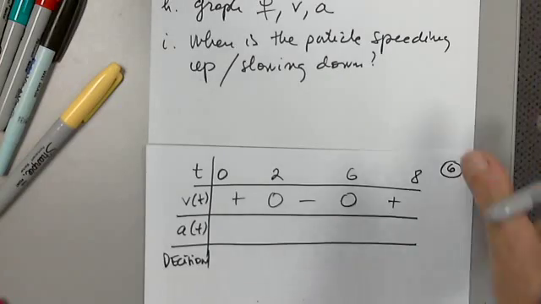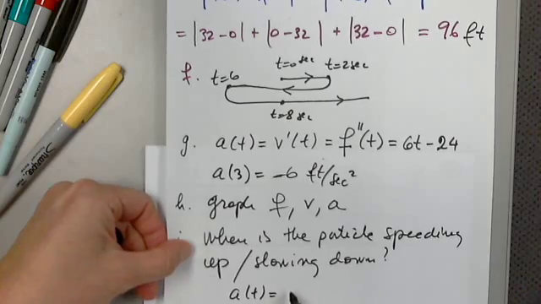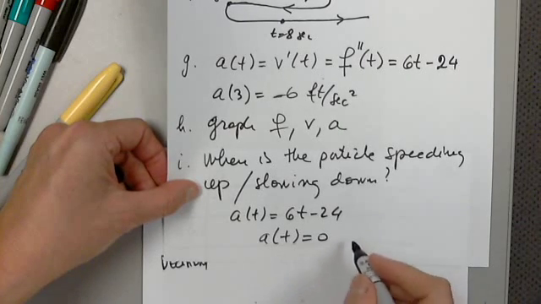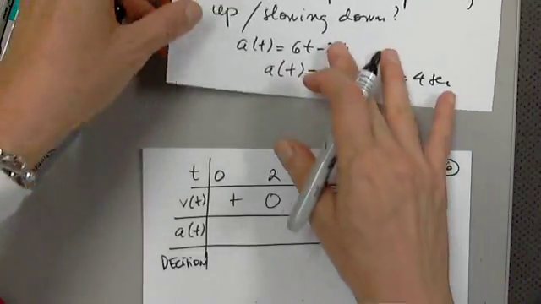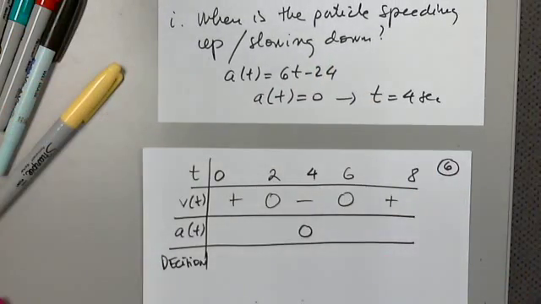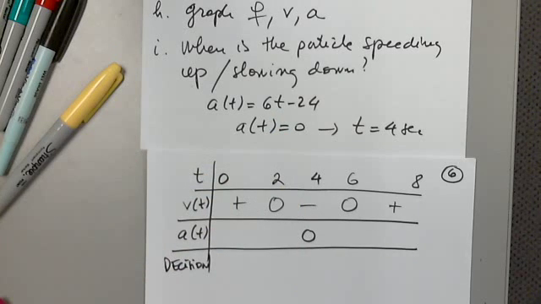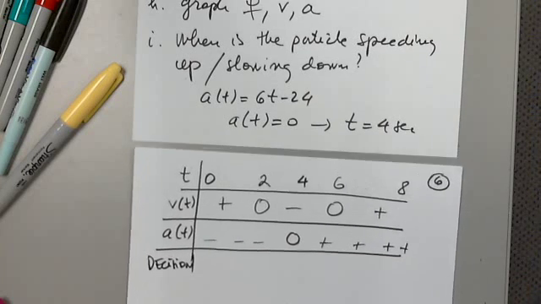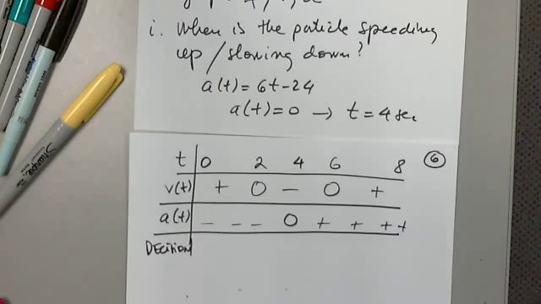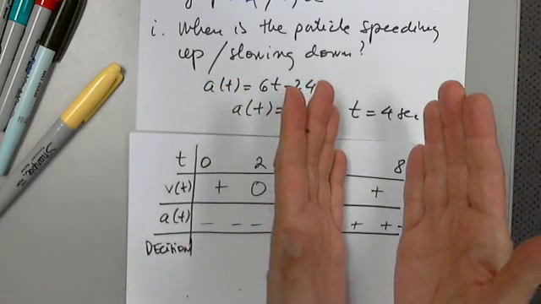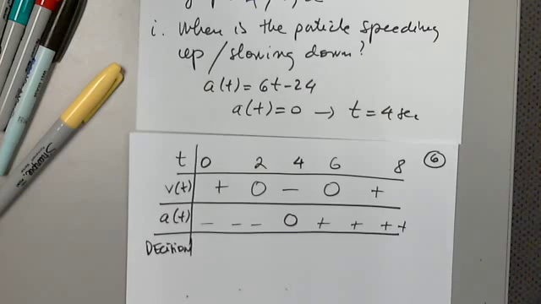Now, I look at the acceleration. The acceleration a of t is 6t minus 24. When is a of t 0? 4 seconds. Very good. So I have 4 and 0 here. Look at the acceleration. It's a linear function with what type of slope? So it looks like this. Before it's 0, it must be negative, and then it will be positive. How many subintervals do I see now? A lot. 1, 2, 3, 4. So let's analyze each separately.